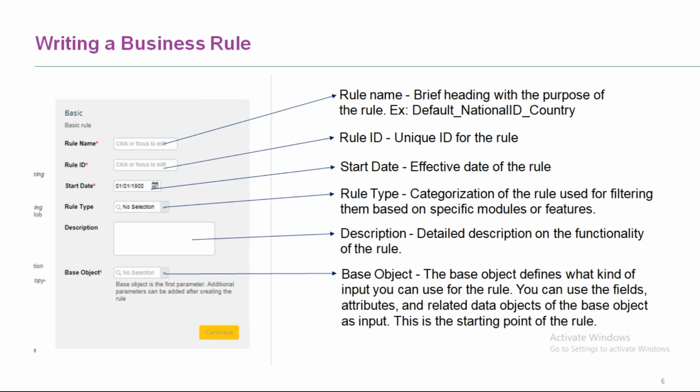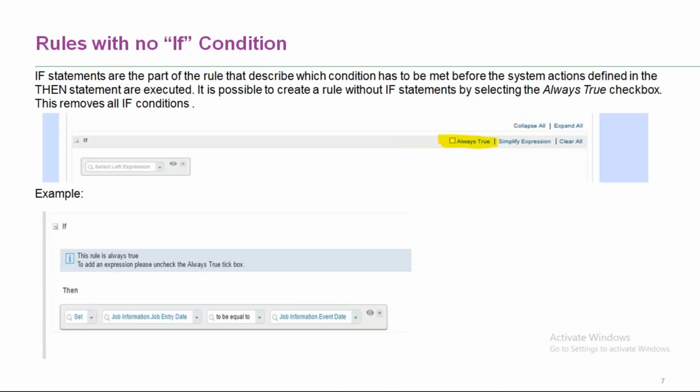Base object defines what kind of input you can use for the rule. Now, if you're writing a business rule on last name or first name, where are the last name and first name in the system? They are in the personal information portlet, so my base object should be personal information. If I'm writing a business rule on department change or location change, those fields are in job information, so I should select the base object as job information.